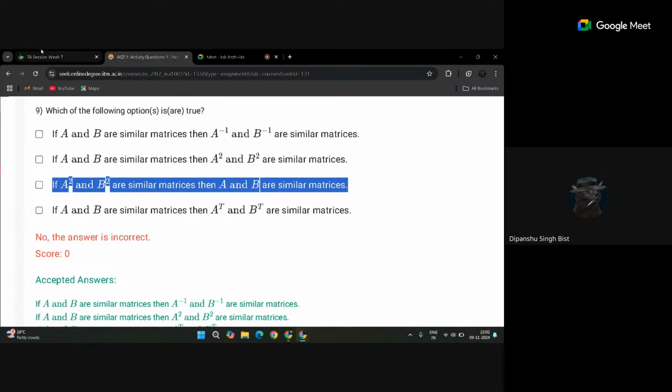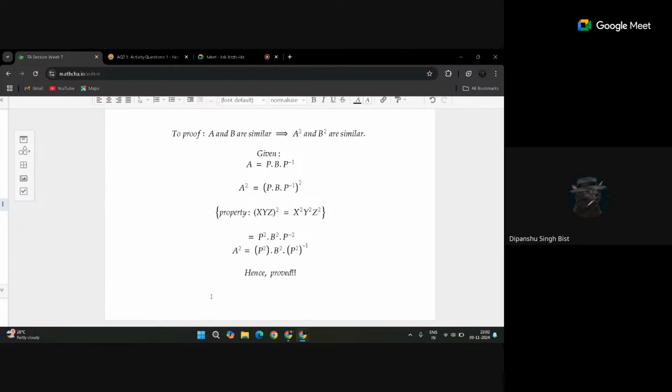Now it's like A square and B square are similar. From there, can you write the vice versa? That A square and B square are similar, will A and B be similar? See, one thing for sure, you cannot say A power 1/2. Okay, in matrices we do not have that. So I don't think there is any way going from there. Yeah, please continue.